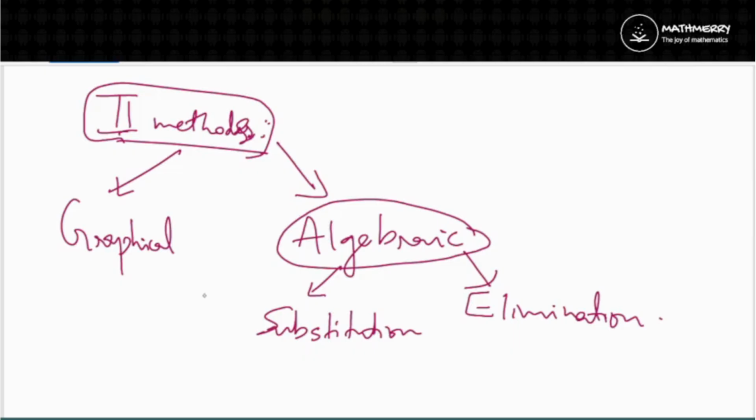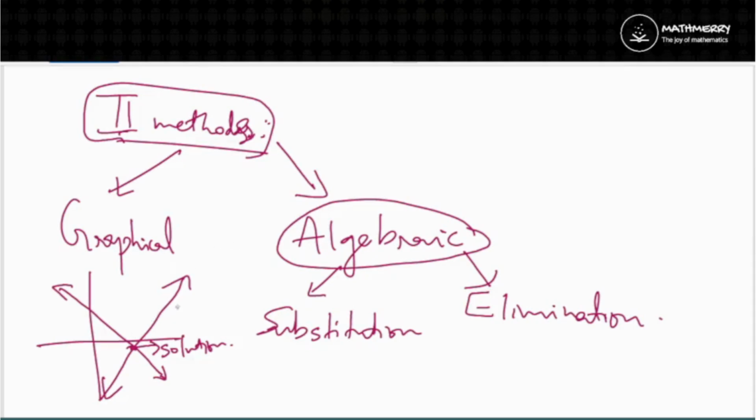Basically in the graphical method, what we will do is draw a graph. Suppose this is the graph for the first equation and this is the graph for the second equation. Here we can see both the graphs intersect at this point. So this will be our solution for the given pair of linear equations. Since both are linear equations, obviously the graph will be a straight line. It will not be a curve. So we will have two straight lines.